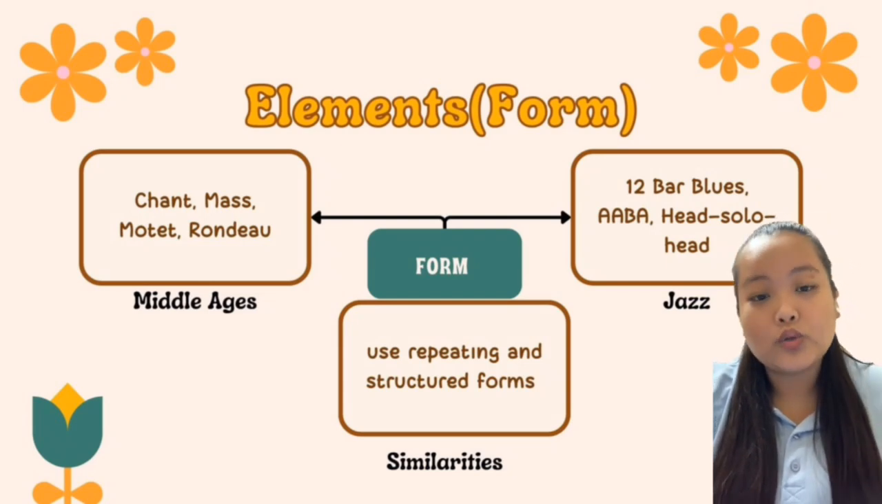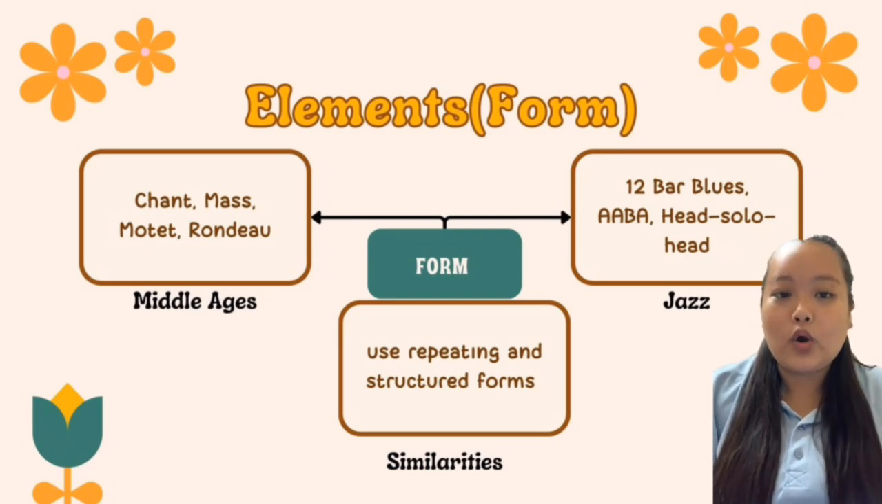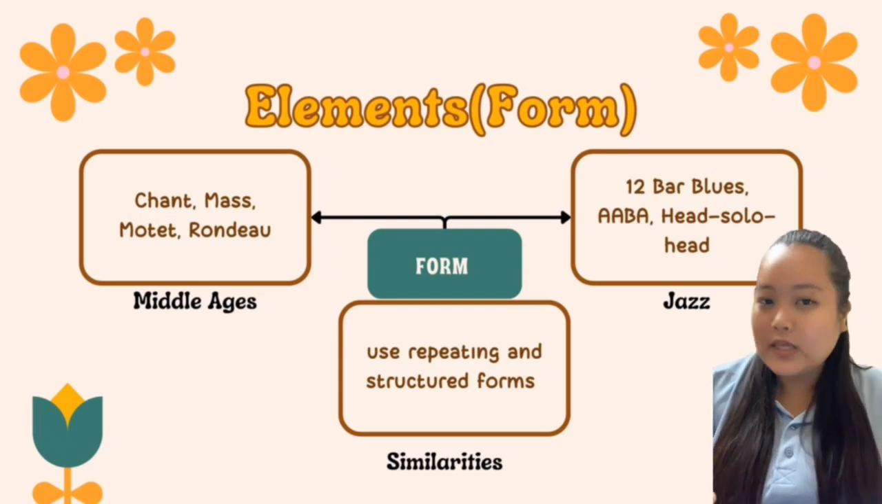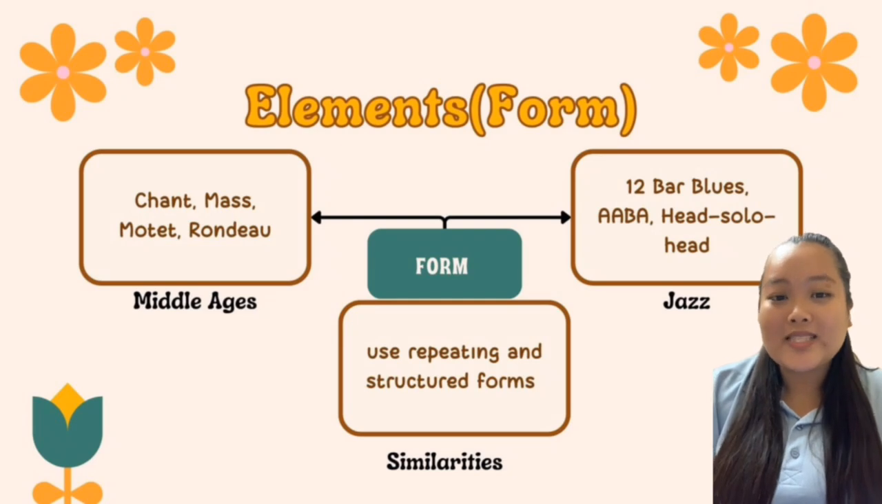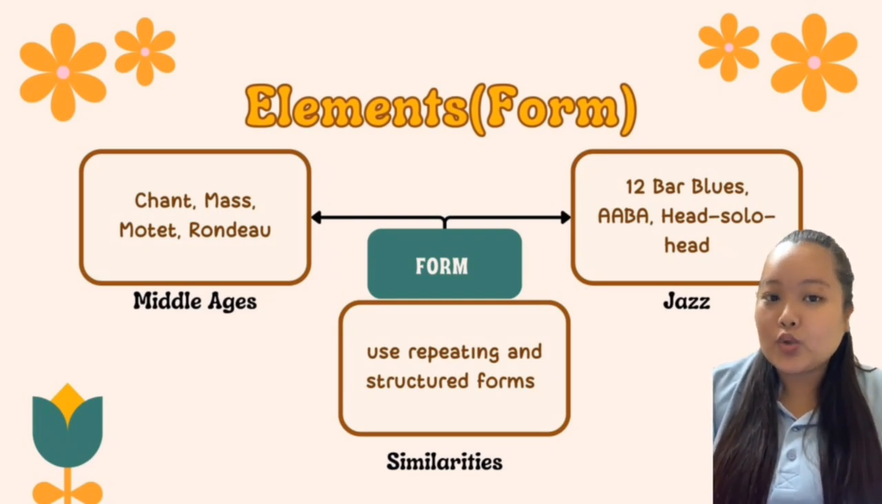And let's talk about the difference. The difference is Middle Ages music followed a religious or courtly structure, while jazz form is more flexible and focuses on personal expression. So the similarity is both follow a repeating structure to organize the music.